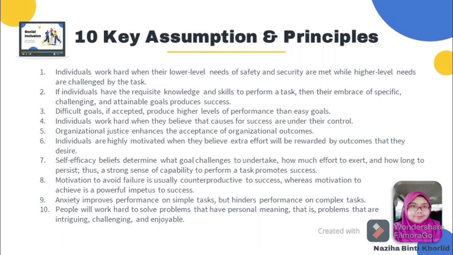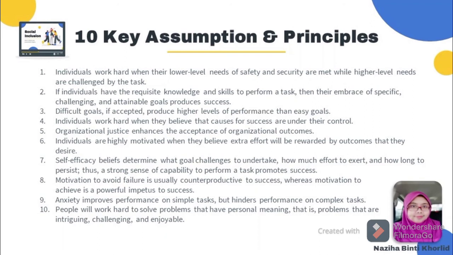Number 3, difficult goals, if accepted, produce higher levels of performance than easy goals. Number 4, individuals work hard when they believe that causes for success are under their control. Number 5, organizational justice enhances the acceptance of organizational outcomes. Number 6, individuals are highly motivated when they believe extra effort will be rewarded by outcomes that they desire. Number 7, self-efficacy beliefs determine what goal challenges to undertake, how much effort to exert, and how long to persist. Thus, a strong sense of capability to perform a task promotes success.